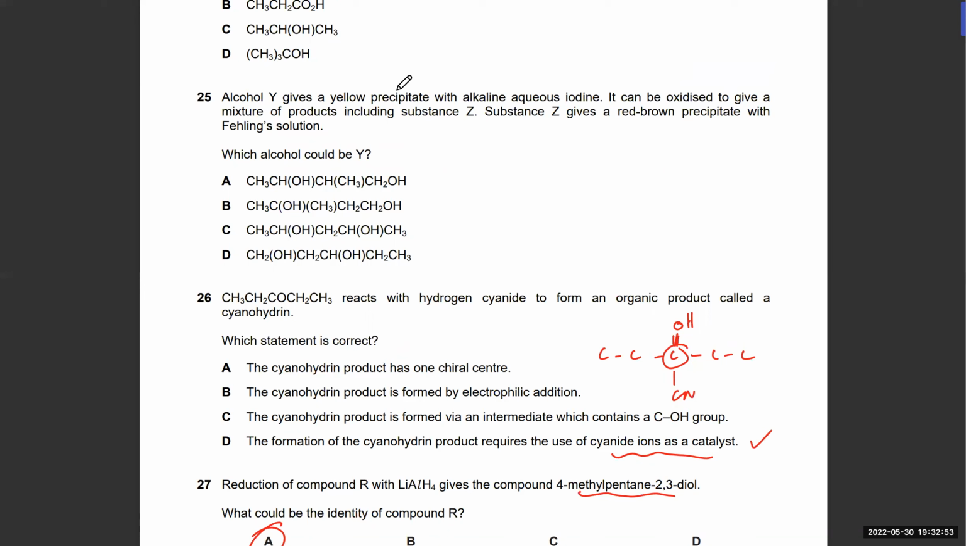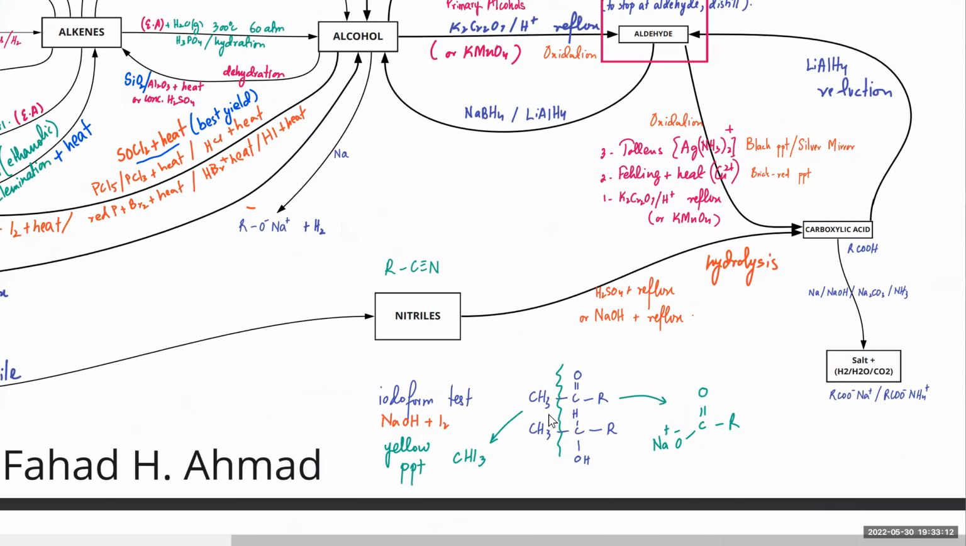Alcohol Y gives a yellow precipitate with the iodoform test. So there's an alcohol that is testing positive for iodoform. When you have an iodoform test, there are 2 structures. It's either going to be a methyl with a carbonyl group, or a methyl with CHOH. But since he told us that it's an alcohol, we're going to go with this one. So our molecule has this structure.